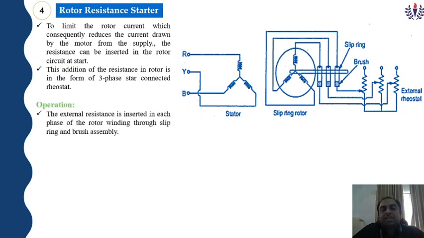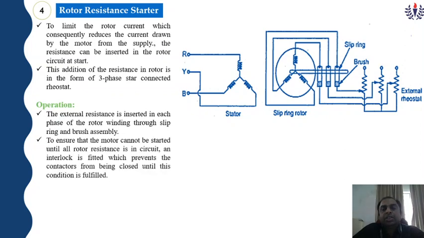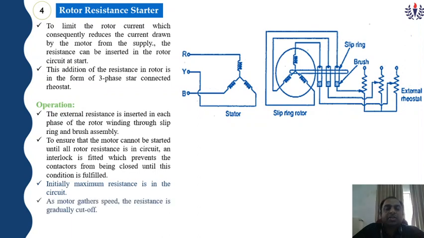Operation: The external resistance is inserted in each phase of the rotor winding through slip rings and brush assembly. To ensure that the motor cannot start until all rotor resistance is in the circuit, an interlock is fitted, which prevents the contactor from being closed until the condition is fulfilled. Initially, the maximum resistance is in the circuit. As the motor gathers speed, the resistance is gradually cut off. The operation may be manual or automatic.